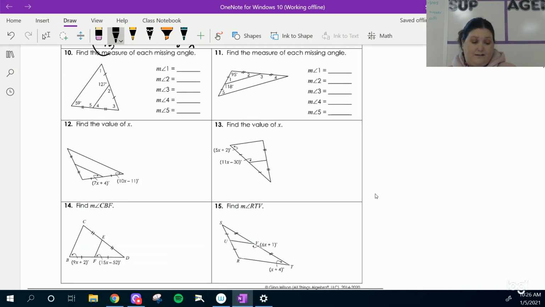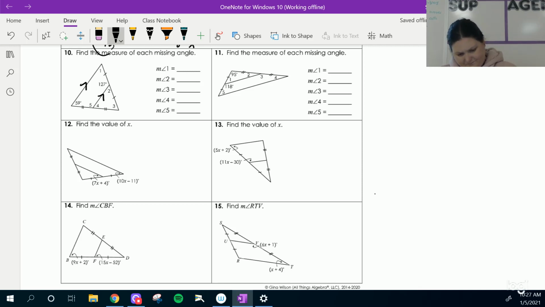Okay, next one says find the measure of each missing angle. So for this part, we are going to use the fact that midsegments are parallel to the third side. So this side is parallel to this side. And anytime I hear in a problem, parallel lines, I need to automatically think of things like corresponding angles, alternate interior angles, alternate exterior angles, same side interior angles, and same side exterior angles.